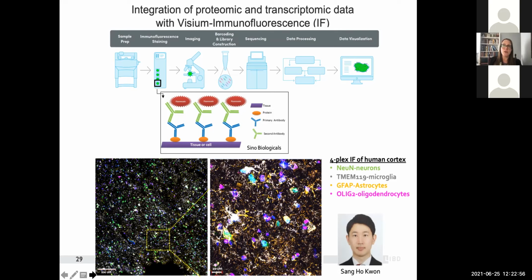To give you a sense of one of our antibody panels, here's an example of immunostaining for four of the main cell types in the human inferior temporal cortex: NeuN labeling neurons in green, TMEM119 labeling microglia in white, GFAP labeling astrocytes in yellow, and OLIG2 labeling oligodendrocytes in pink. Using this approach, we can now start to understand the cell types and the cellular compartments that contribute to the gene expression profile in each of these Visium spots.